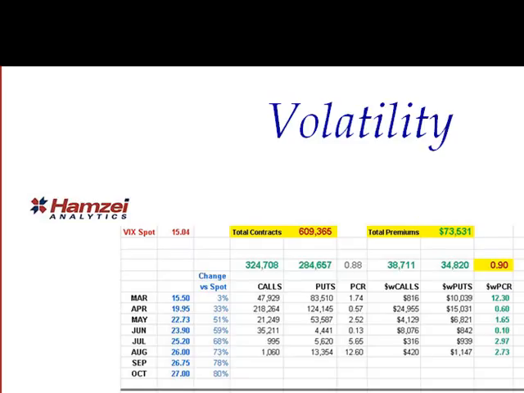For the volatility, the VIX spot closed at 15.04, and the total contracts traded today was 610,000. The total premiums traded today was 735,000.